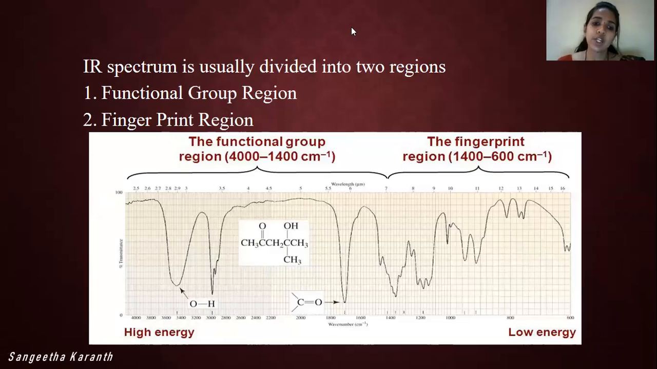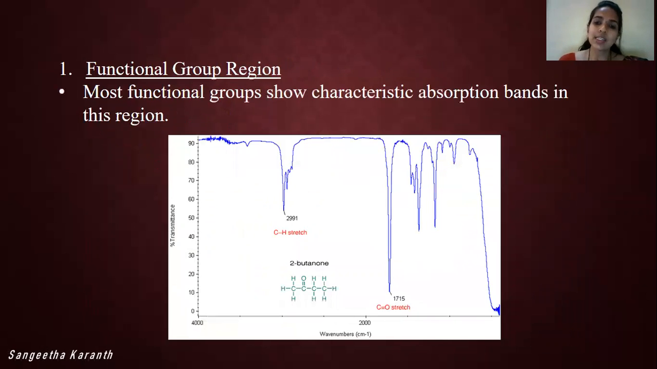So this functional group region mainly is in this range, that is 4000 to 1400 centimeter inverse, whereas the fingerprint region ranges from 1400 to 600 centimeter inverse. So let us just see how we can identify the different functional groups in the functional group region. As the name suggests, in the functional group region we identify the different functional groups of the molecule.